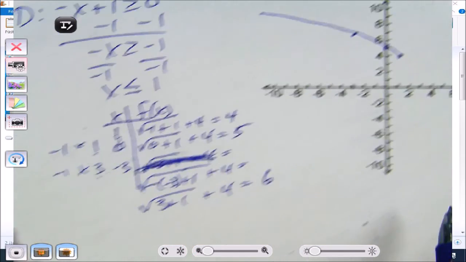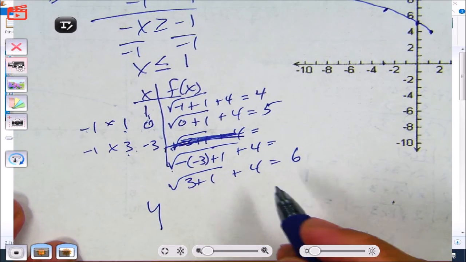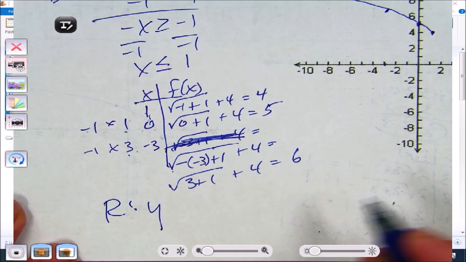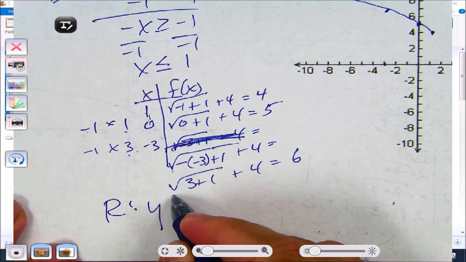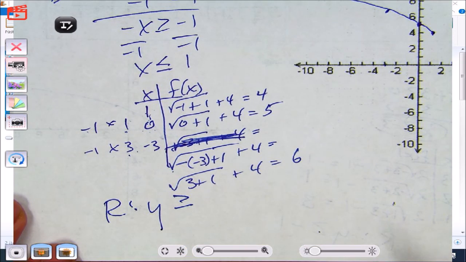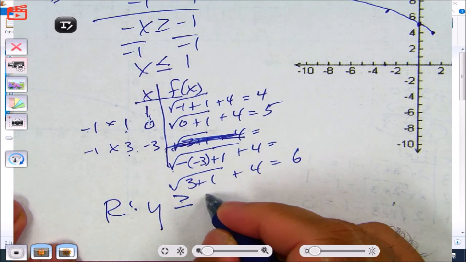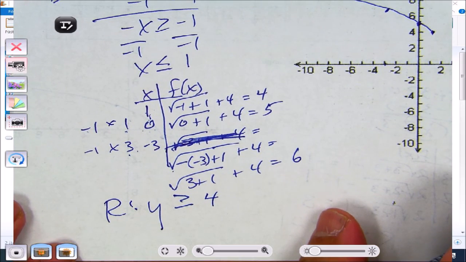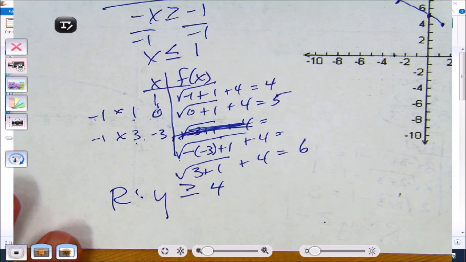All right, so what's the range then? Range is Y. Why'd you say it like that? I'm scared it's wrong. Oh, okay. Y is greater than or equal to 4, and we're done with the lesson.